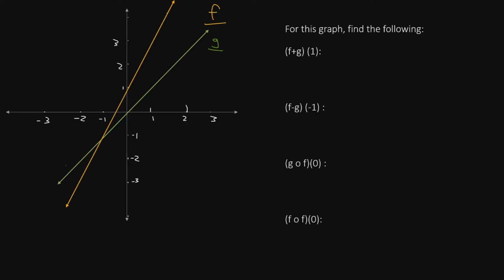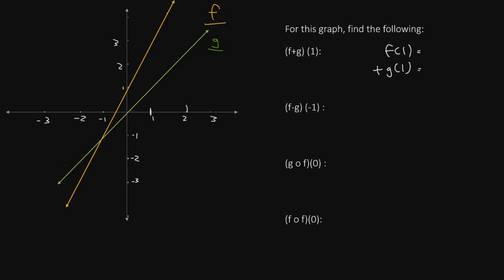In this question, we are given a graph with two lines. The orange line represents function f, and the green line represents function g. The first problem we were asked is to find f plus g at 1. So what we have to do is find f at 1 and g at 1, and then add them together. Let's look to the graph to find these.